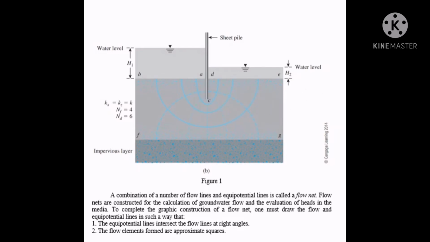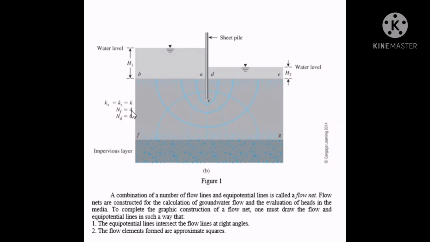So, in this case, Kx is equal to Kz equals K. Ang tawag doon is isotropic soil. So, pag sinabing isotropic soil, lahat ng flow ng tubig is equal at any direction, even if it's horizontal or vertical. So, if you look at the figure, NF is equal to 4.